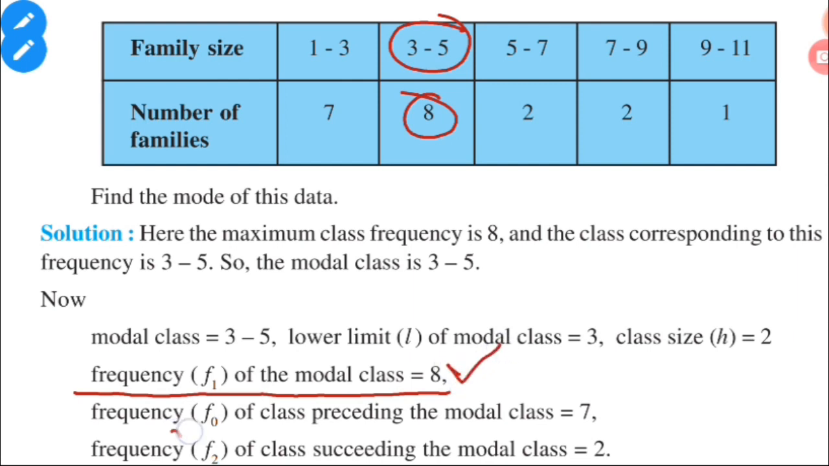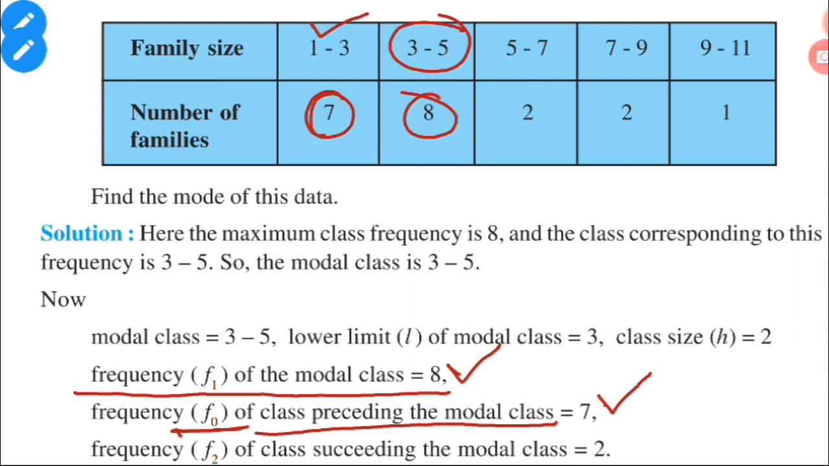Next one is F0. What is meant by F0? F0 means the frequency of the class preceding the modal class. What is meant by preceding? Preceding means the class before. The modal class is 3 to 5, so the preceding class is 1 to 3. Its frequency is 7. So F0 equals 7.